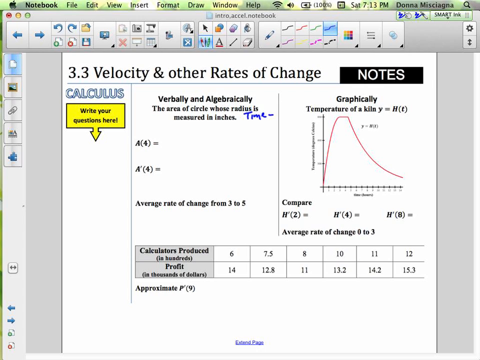And by the way, this is in your notes. Time is going to be equal to seconds. That's going to be our unit of measure for time. All right, so the equation for the area of a circle is pi r squared. And our unit of measure, of course, is going to be inches.